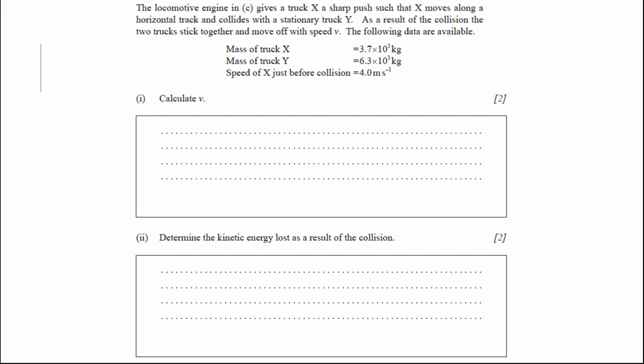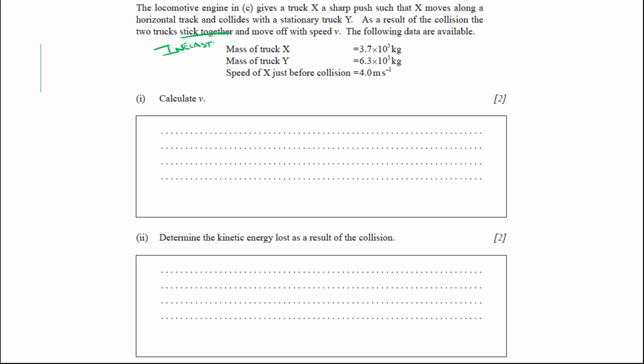But okay, let's do one example of a good little conservation one that's pretty common. This is from a paper 2. I have train cars crashing together. There's an earlier part, but you don't need any of the numbers or context for this. It's just an engine pushing locomotive cars. The engine gives truck X a sharp push. X moves along a horizontal track and collides with the stationary truck Y. And they're going to stick together. That's what tells me right away inelastic collision.